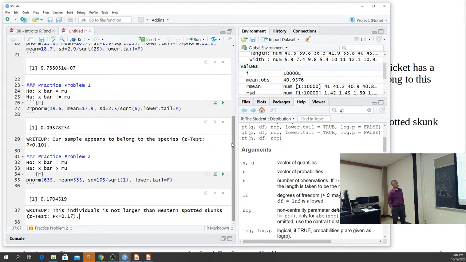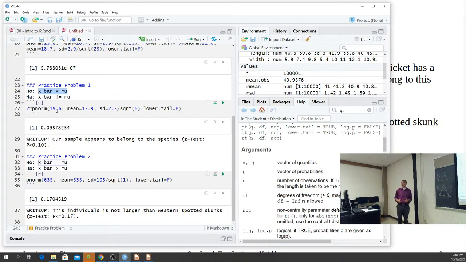So in R, I don't really know how to make our x bar actually have a bar over it. In this type of format, if you want it to appear in a Word document, I've learned how to do that part. But x bar is equal to mu. That's our null hypothesis. So in this case, we're saying 19.6 is equal to 17.9. Now we know the numbers aren't equal. 17.9 and 19.6, they're not the same.